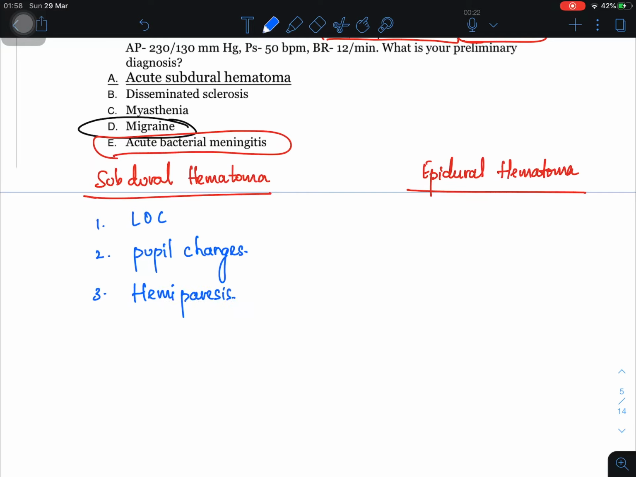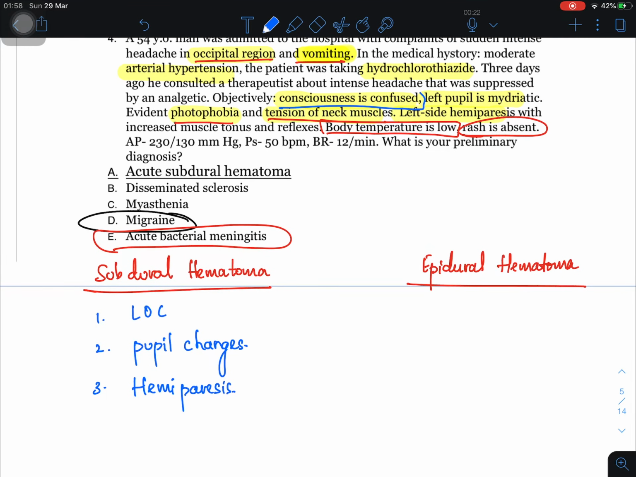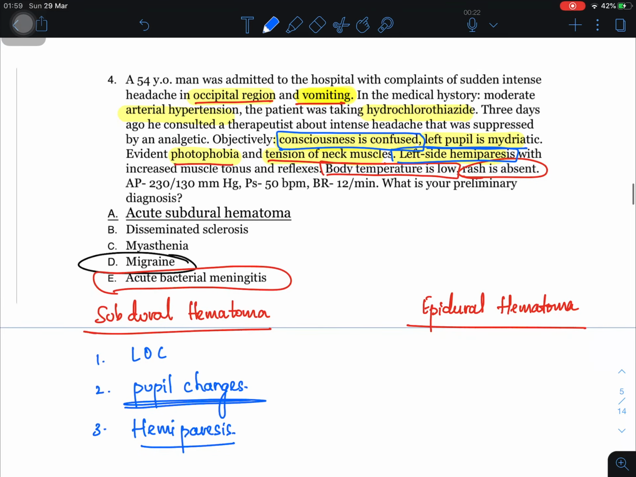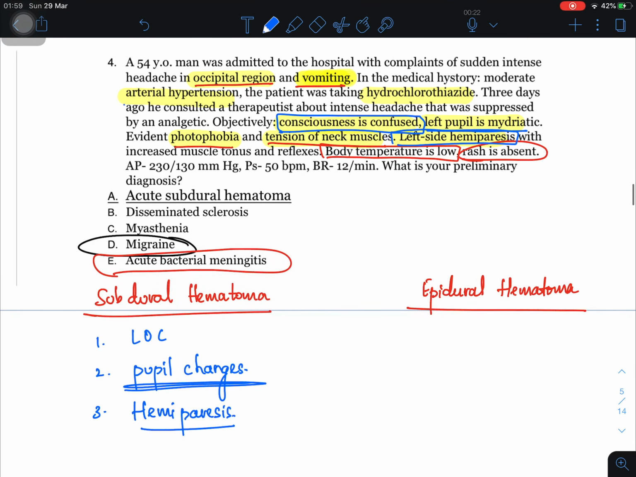So these are the complaints basically. The patient here has confused consciousness, right? And he's having pupillary changes as well, that is the left pupil is mydriatic, and he's having left-sided hemiparesis. Along with that the patient is having severe headache and also a history of hypertension. So it is clear that the patient is having subdural hematoma.